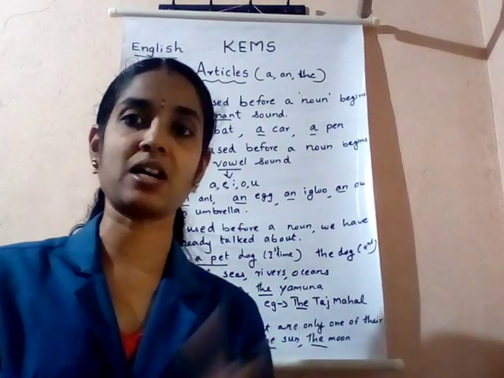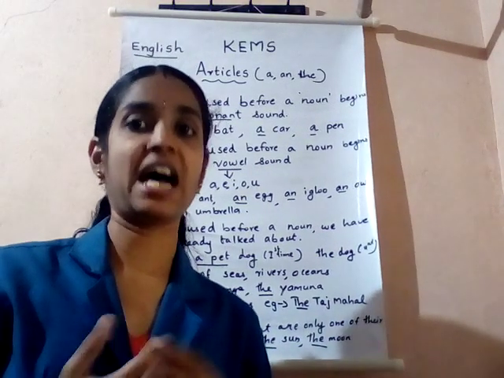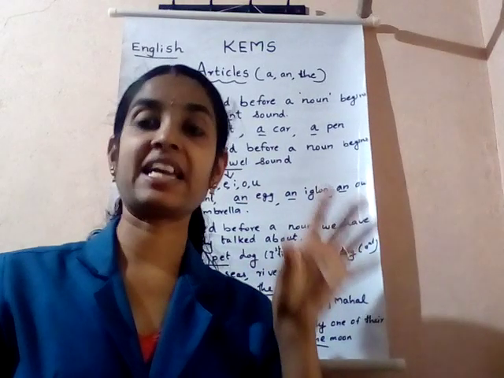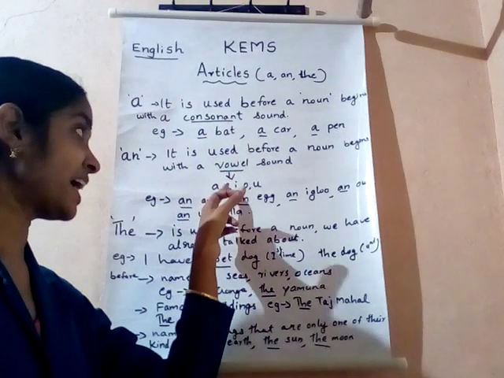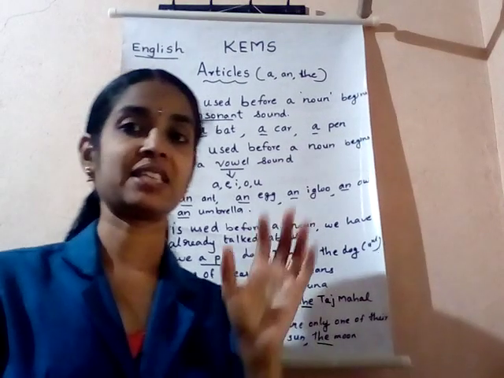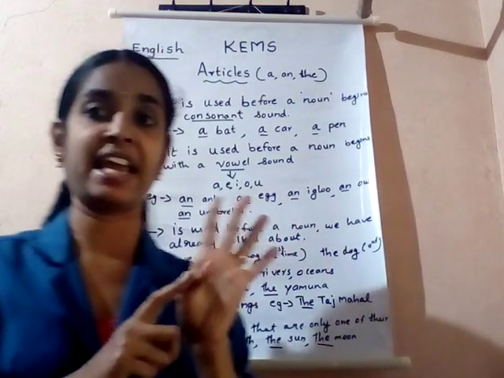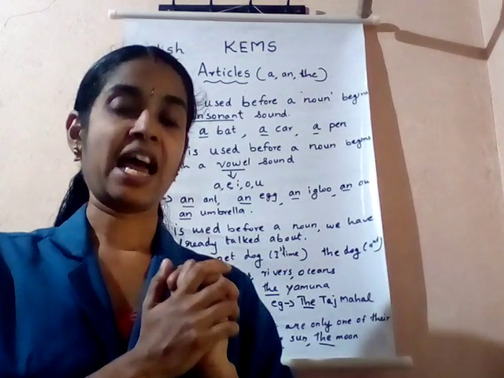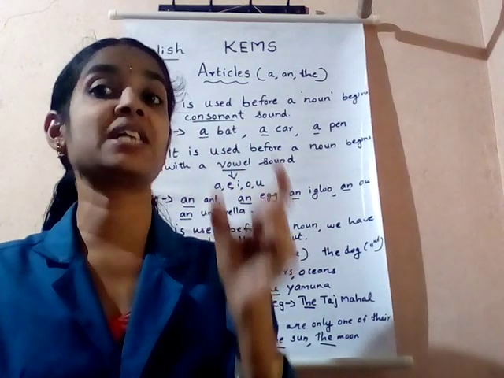What is a consonant sound? Consonant sound means the other letters of the alphabet. That means we have 5 vowels in the English alphabet. What are the vowels? A, E, I, O, U. These are the main 5 vowels in the English alphabet. And we use a before a consonant sound.